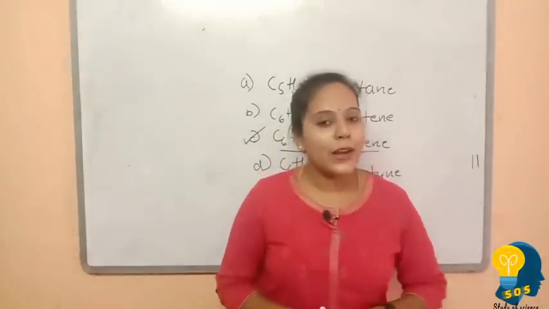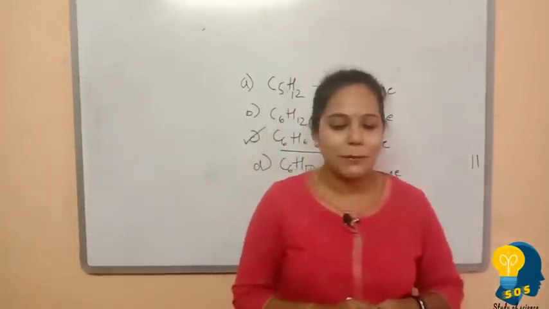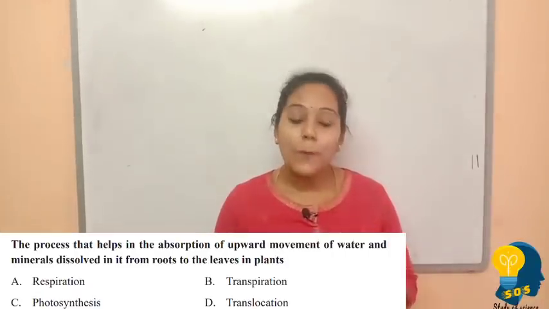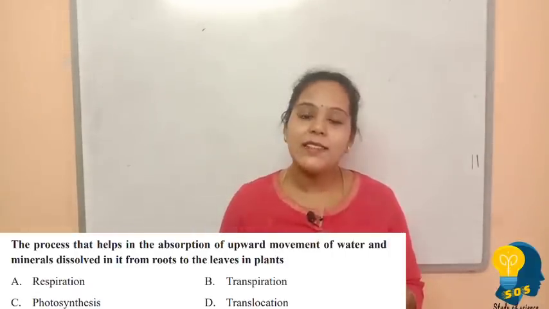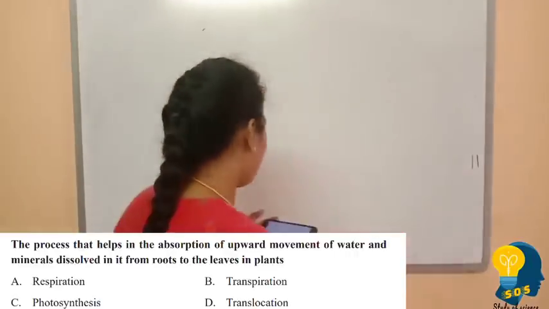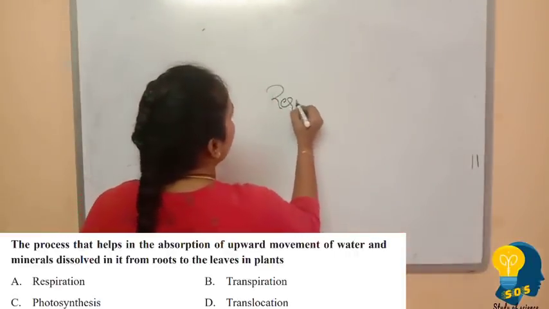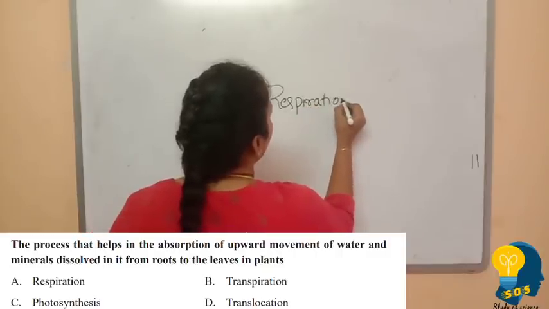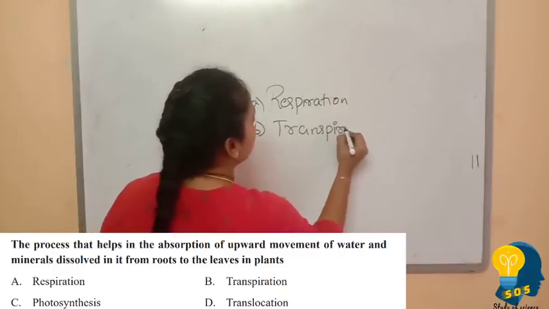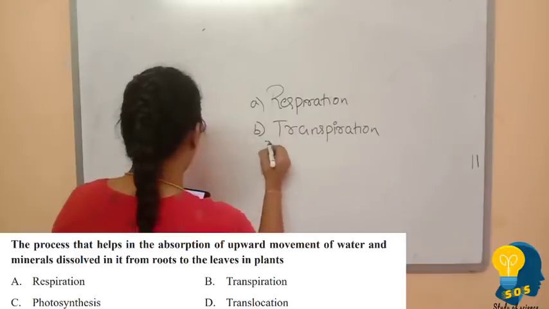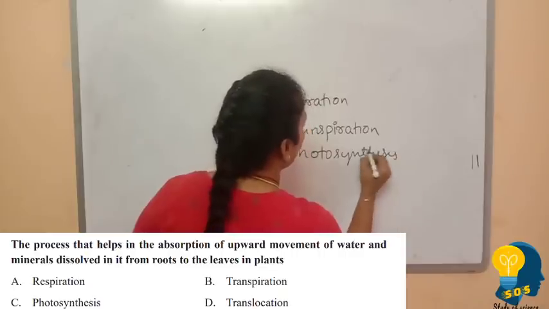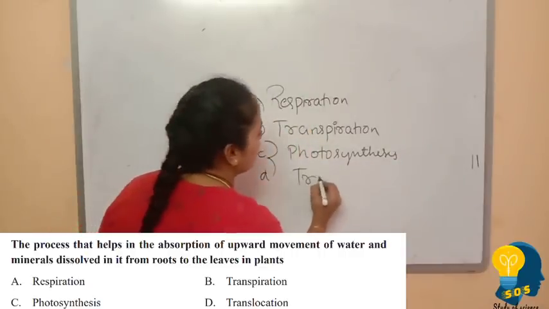So now we will move ahead to understand the questions from the biology part. The seventh question: the process that helps in the absorption and upward movement of water and minerals dissolved in it from the roots to the leaves in plants. The options they have given here are: first, respiration; second, transpiration; third, photosynthesis; and the fourth option is translocation.